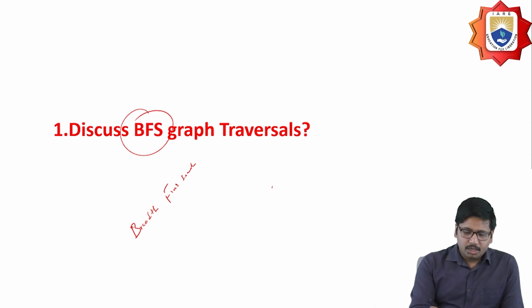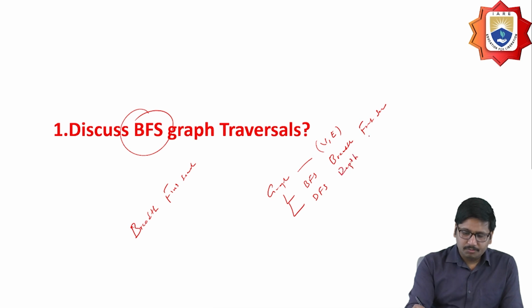Normally a graph is going to have different types of traversals. A graph is nothing but a collection of vertices and edges, and the graph traversal will be of two types: DFS and BFS. BFS is breadth first search, and DFS is depth first search.